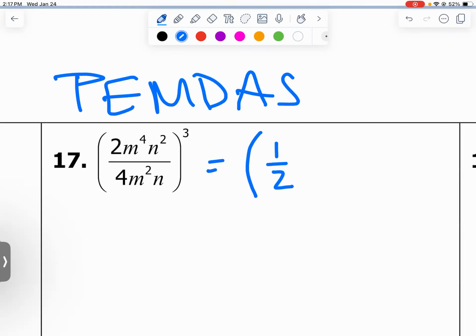Say it louder, Allison. We can subtract our exponents because we have division. So we have m squared and then what? N to the, just n to the first. I'm gonna put the first just for funsies. Okay, all of that is still being cubed.